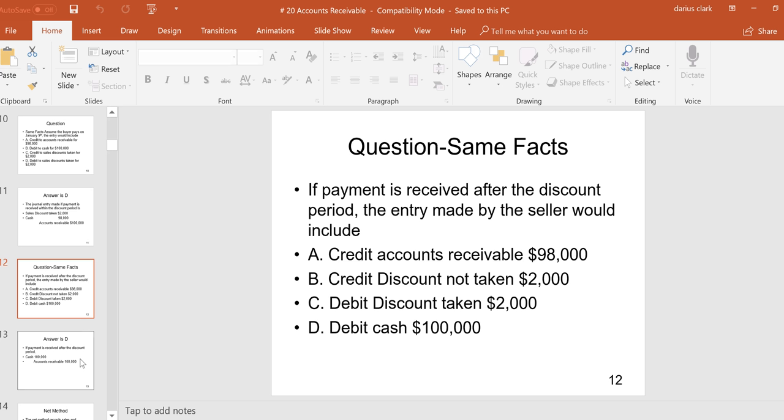Now, what if they pay after the discount period? What's the entry now? That's right. We just debit cash, credit accounts receivable, $100,000. Notice the net method's coming next, where we would record it for $98,000 initially, but we haven't done that yet. So far, we've recorded it gross, and then if we get surprised and they take advantage of the discount, then we have to record a sales discounts taken.